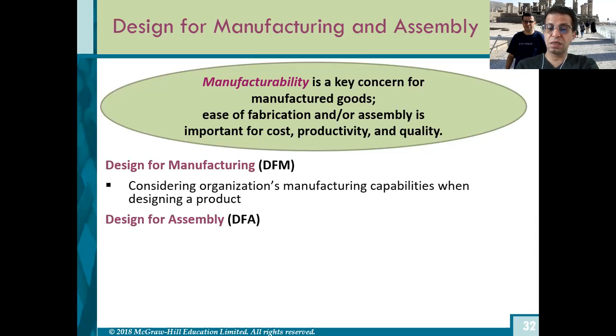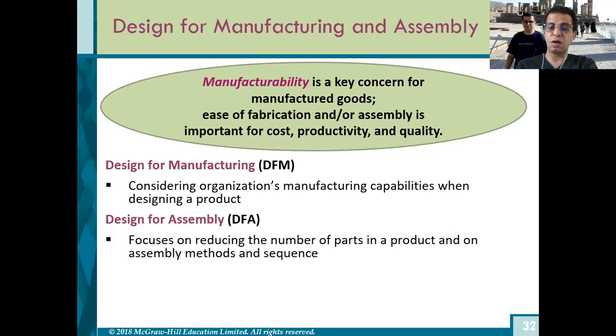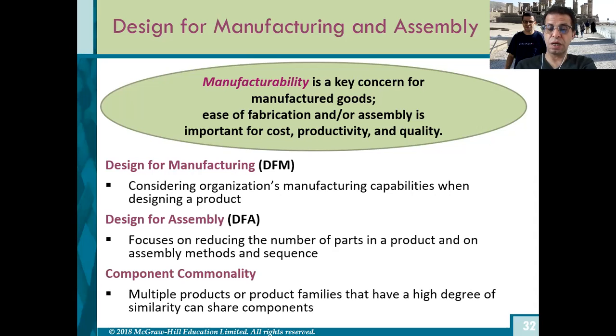Design for assembly, which is different from DFM, is when they focus on reducing the number of parts in a product, and on assembly method and sequence. And then you have the commonality of components, as we said: multiple products or a product family that have a higher degree of similarities can share components, like detergents.